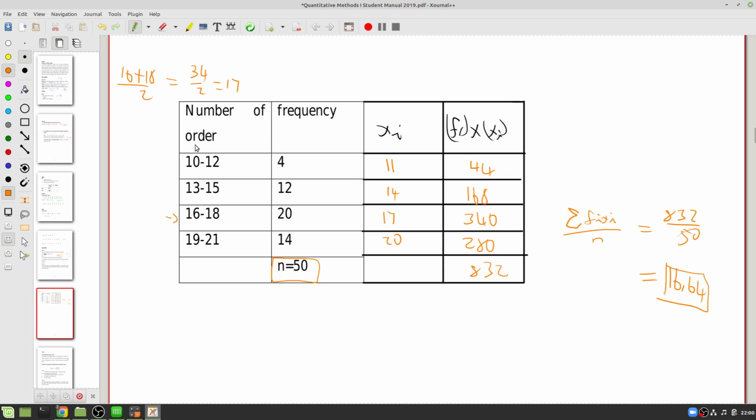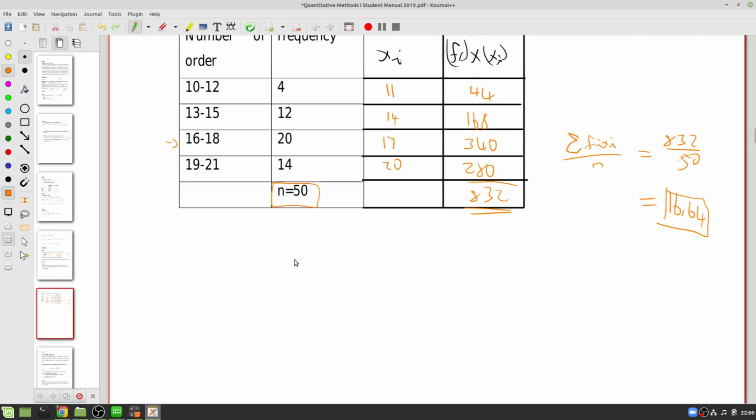You have your classes or intervals, you have your frequency, then all you do is find the midpoint of the class, and then multiply frequency by midpoint to get each value here. Add all of them together, and divide it by the total number of things. There we go. So that's the mean. So still mode and median to go.